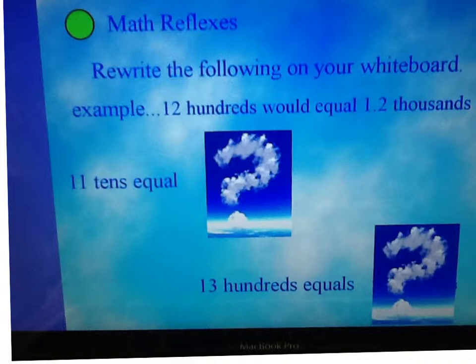So let's take a look at the example of 11 tens. Go ahead and think about what this could be. 11 tens would be equal to 110. Or we could say 1.1 hundred.